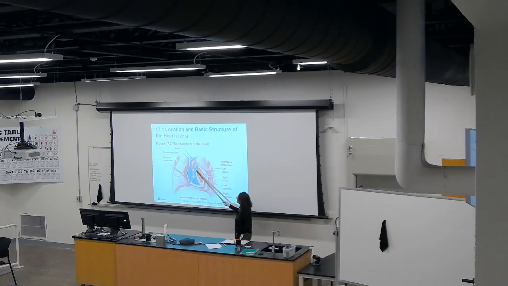So this is the interatrial septum, this is the interventricular septum. And blue blood represents deoxygenated blood. Red blood represents oxygenated blood. So the right side, which is this, represents the deoxygenated blood pathway. This one, the oxygenated blood pathway.